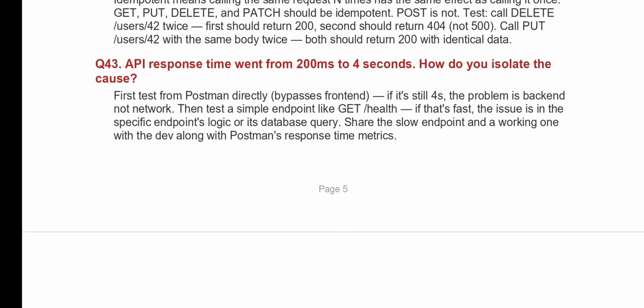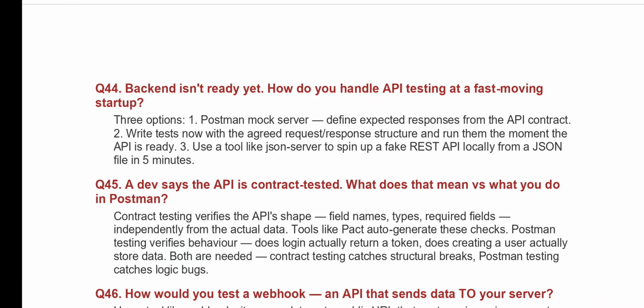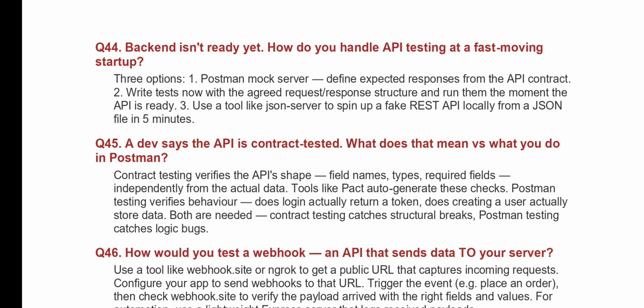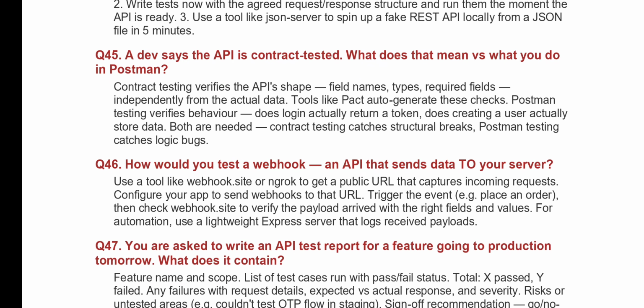API response time went from 200 milliseconds to 4 seconds. How do you isolate the cause? Backend code isn't yet ready. How do you handle API testing at a fast moving startup? A dev says the API is contract tested.